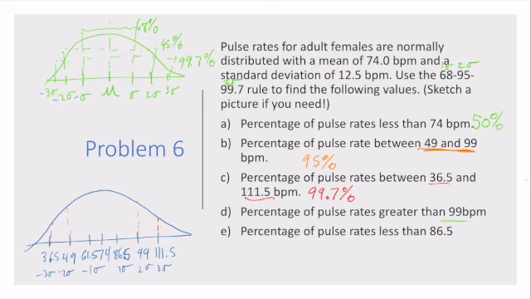Now, what if I want to know what percentage of pulse rates are greater than 99 beats per minute? Well, 99 marks the second standard deviation, and I know I've got 95% of the data in here. That means I have 0.05 in my two tails. Well, 0.05 divided by 2 is 0.025, so that would be 2.5%, because I want to know the area on this one side.